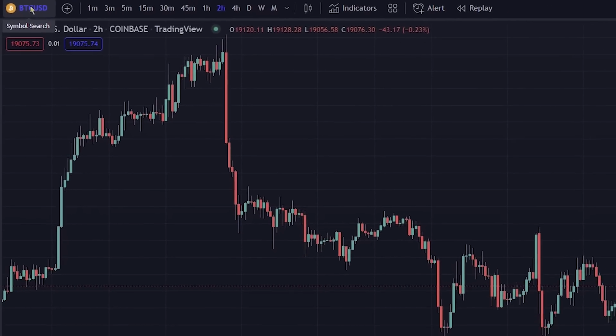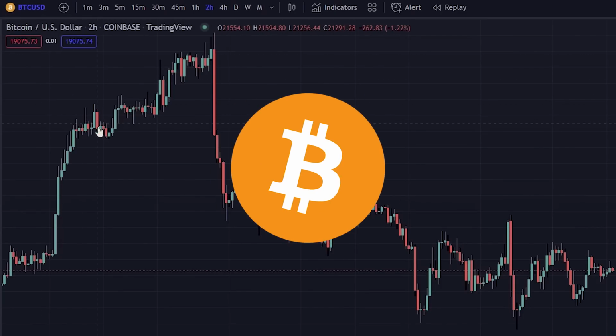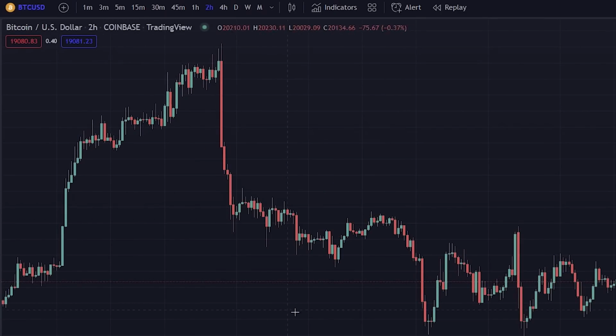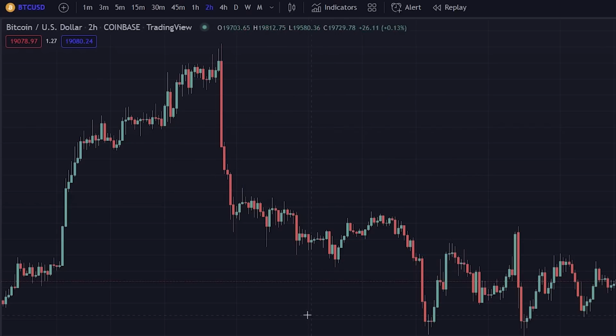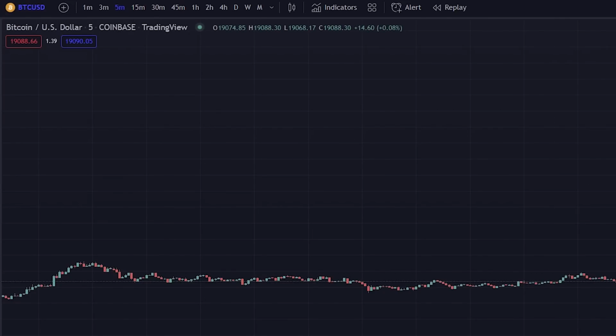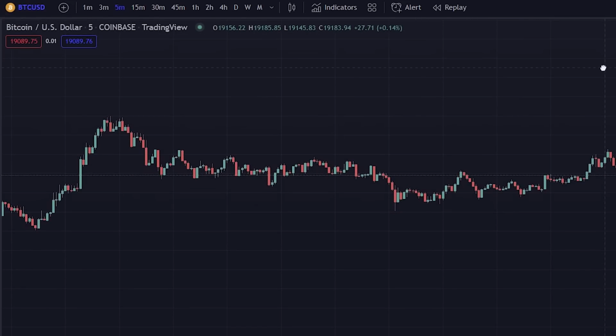For the sake of the video, I'll be choosing the BTC-USD pair. However, this indicator can be used on any asset or pair as long as there is enough liquidity and volume. Now that we have chosen an asset, change the timeframe to the 5-minute timeframe. But like I said previously, this strategy can work on pretty much any timeframe.